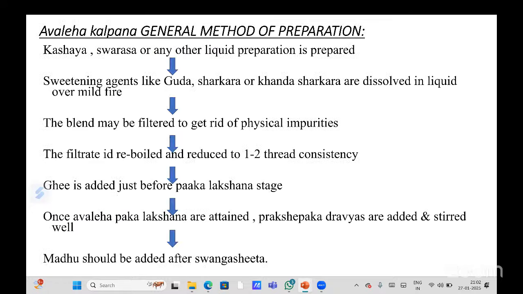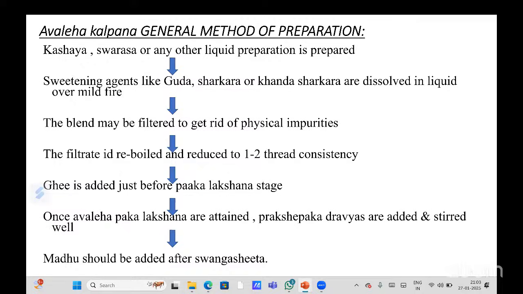Okay. So, Avaleha Kalpana, this is the general method of preparation. Kashaya, Swarasa or any other liquid preparation is prepared. Sweetening agents like Guda, Sharkara or Khanda Sharkara are dissolved in that liquid over Manda Agni, mild fire. Then the blend is filtered to get rid of physical impurities. If any sand particles are there, to remove all those impurities, we have to filter it. The filtrate is again reboiled to get 1 to 2 thread consistency. Later ghee is added just before the Paka Lakshana stage. Once the Avaleha Siddha Lakshanas are attained, the Prakshepaka Dravyas are added and properly stirred. And wherever honey is there in Avaleha Kalpanas or any Kalpanas, the honey should be added at the end, after Swangasheeta. At the end of the preparation, when it becomes cool, that time you should add the honey or madhu.